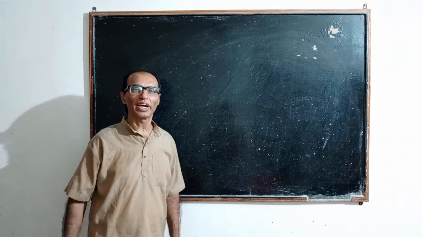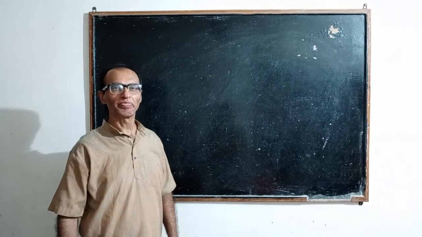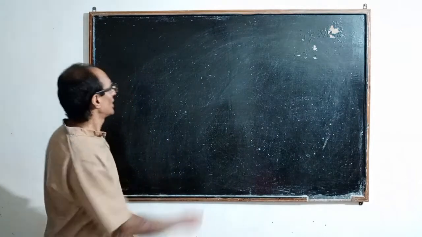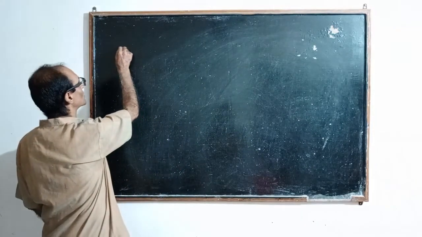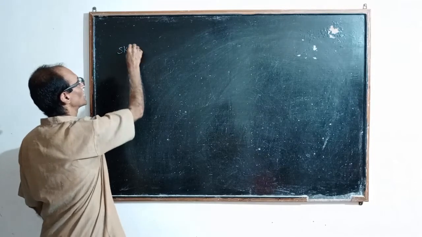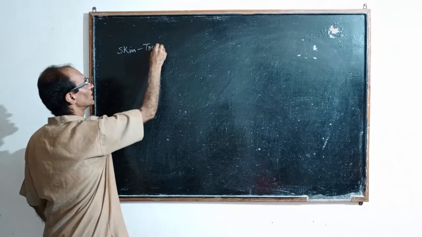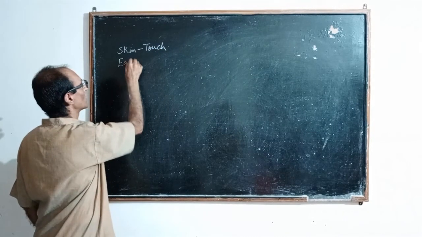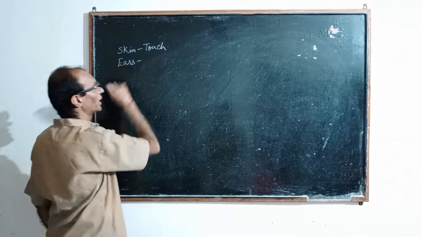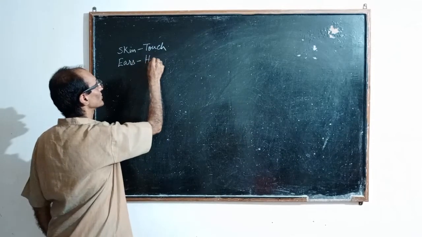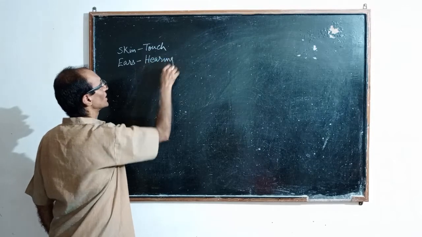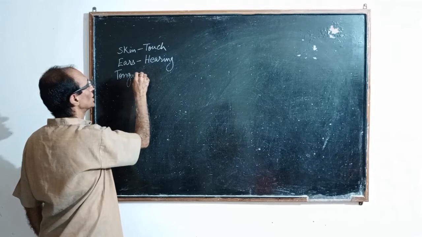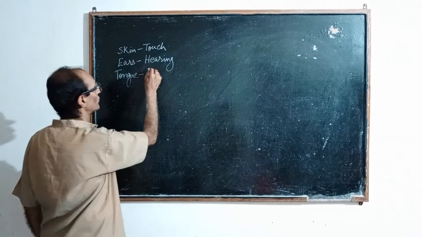You know that eye is one of the sense organs. We have 5 sense organs, namely we have skin, sense of touch. We have ears to deal with sense of hearing. We have tongue to deal with the sense of taste.